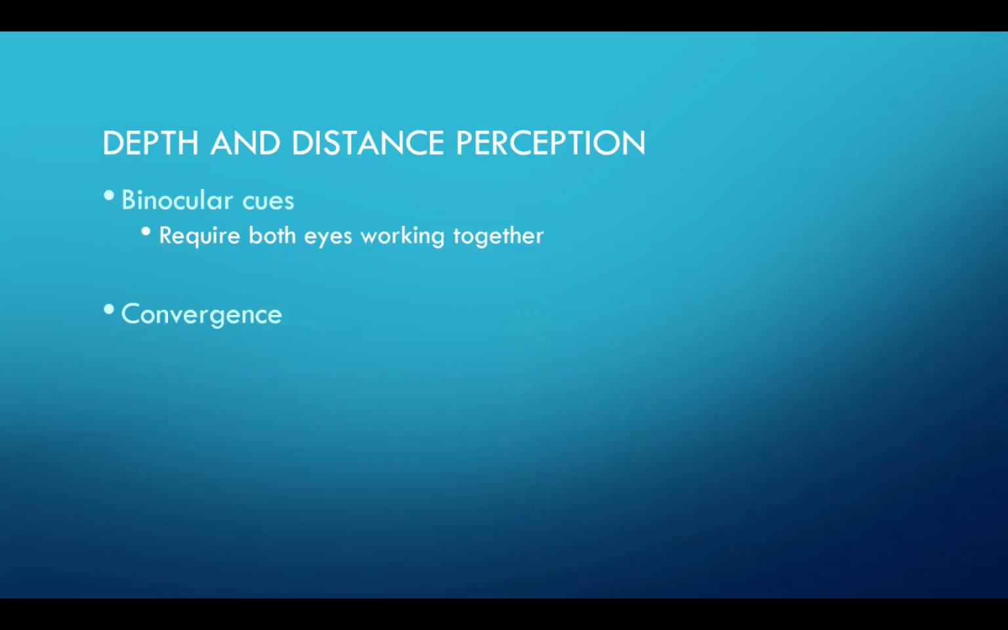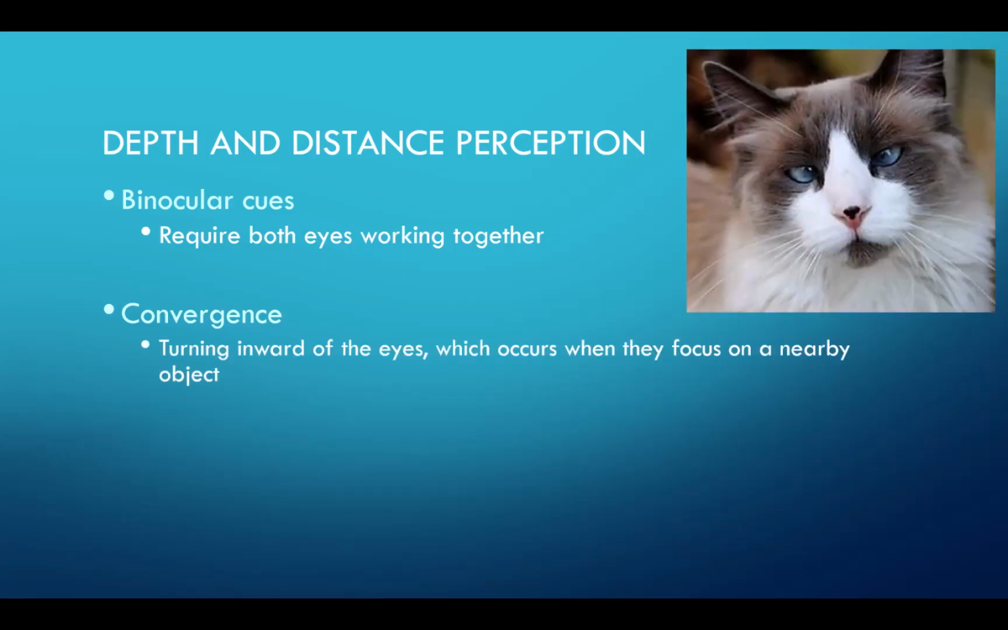So just to give you a little feeling on what binocular cues are and how they use both eyes together, the first binocular cue we're going to talk about is convergence. Convergence is the turning inward of our eyes, which occurs when we focus on a nearby object, like this cross-eyed cat here. When our eyes turn inward, the musculature that is changing in our eyes sends signals to the brain to tell us how close or how far away an object is.